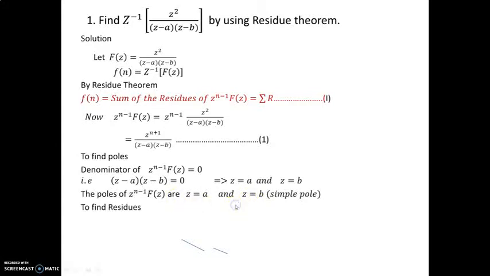Next, to find the residues. Already we know that the number of poles is 2, so there are 2 residues.